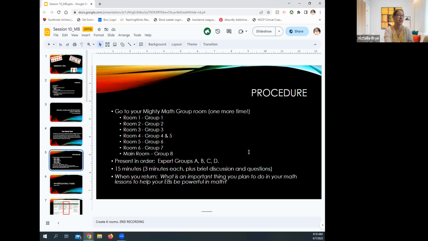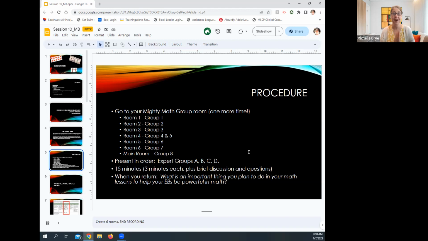So here are the procedures. We're going to go to our Mighty math group one more time. I've combined one of the groups. So room 1 will be group 1, room 2, group 2, room 3, group 3, room 4 will be groups 4 and 5. There'll be a little bit of overlap. I think 2 of you will have the same presentation, so you can kind of present together a little bit.